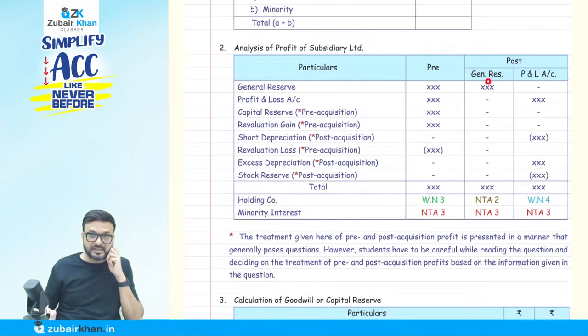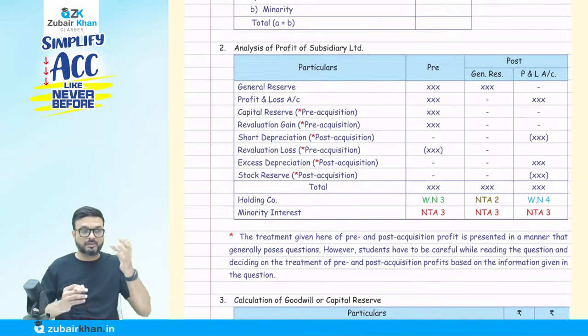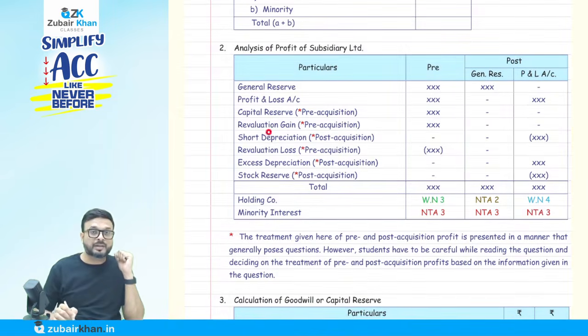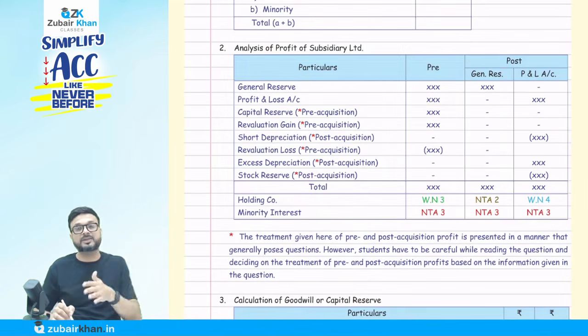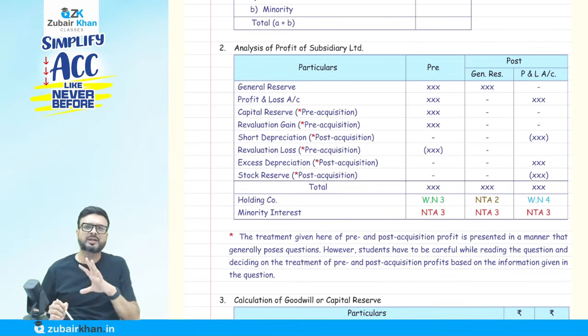In pre and post, what generally comes in the P&L, I will tell you. The profit of the subsidiary company is going to be bifurcated between how much belongs to pre-acquisition and how much is post-acquisition. I know what kind of adjustment generally comes in pre and what kind of adjustment generally comes in post. This is the treatment given here; the pre and post acquisition profit is presented in a manner that generally possesses questions. However, a student has to be careful while reading the question and deciding on the treatment of the pre and post acquisition profit based on the information given in the question. So these are what generally come in pre and post. That's why I have written it there.